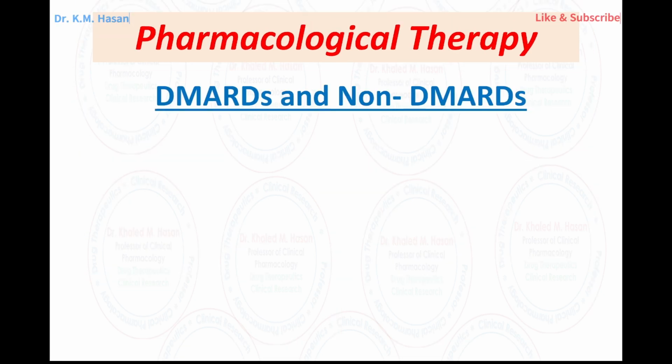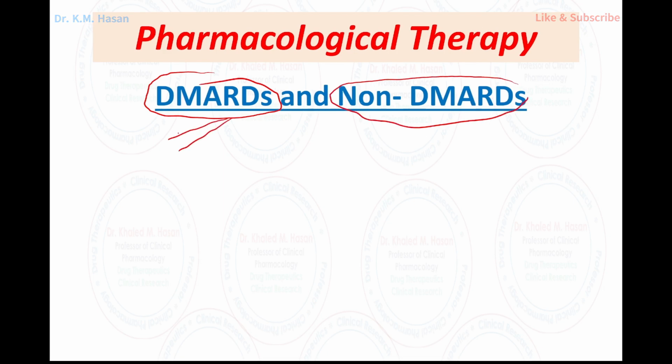Now moving to the pharmacological treatment. Medication used in the treatment of rheumatoid arthritis. The mainstay, or the main group of medication used for rheumatoid arthritis, is called DMARDs. So normally we use DMARD, and another group called non-DMARD. The main group of medication will be DMARD, and we may have some additional treatment added as a non-DMARD treatment.